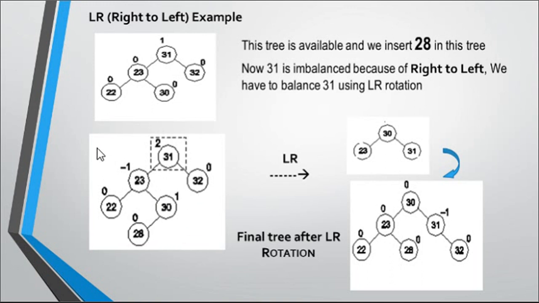Now after adding this, we'll calculate the balance factor. The balance factor of this 31 will become 2. So this is imbalanced because of left-right. So a rotation is required, LR rotation.